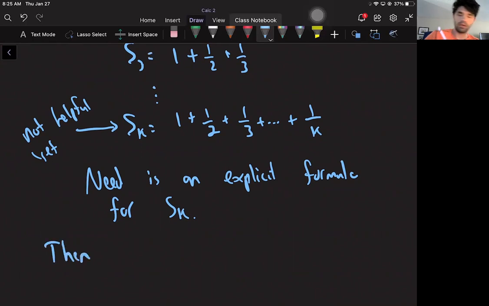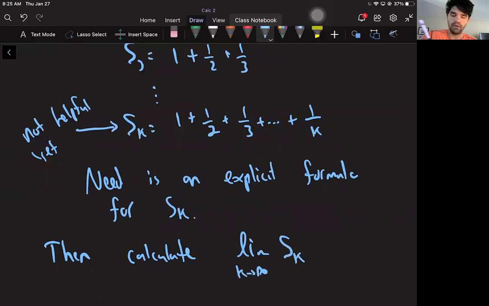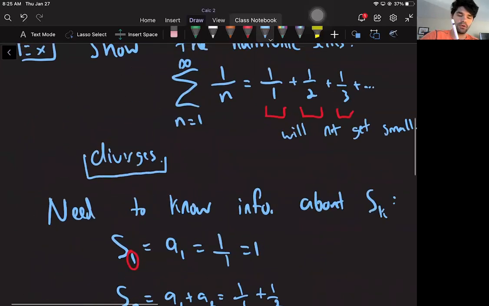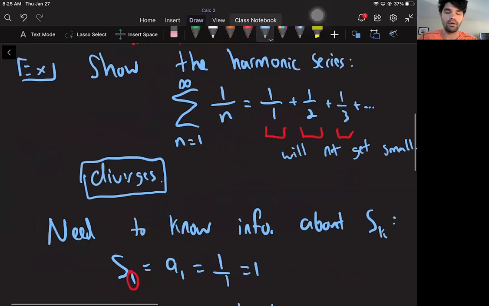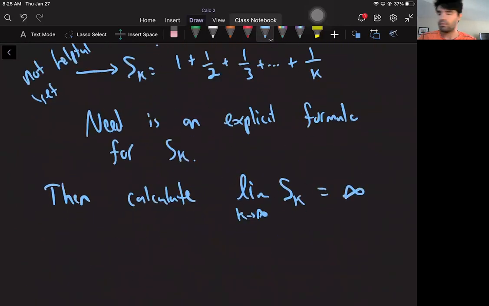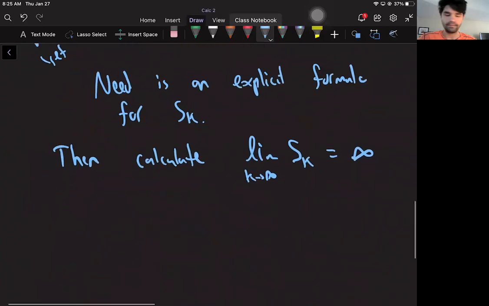Okay, but first let me see what we're gonna do. So then what should happen is once we have this explicit formula for SK, this limit should be infinity, or it should not exist, because we're trying to show that the harmonic series diverges. If it was going to converge, then this would just be a number in the end. Okay, so I'm going to even call this a proof because it's sort of difficult.